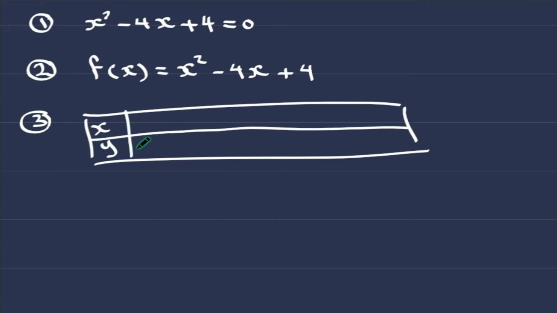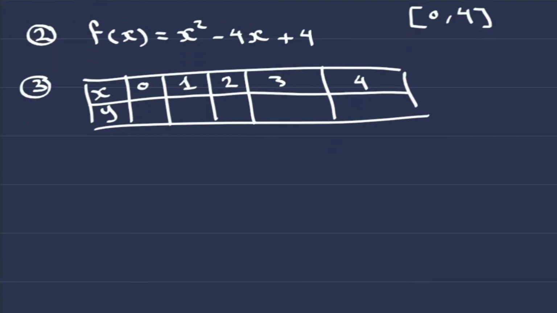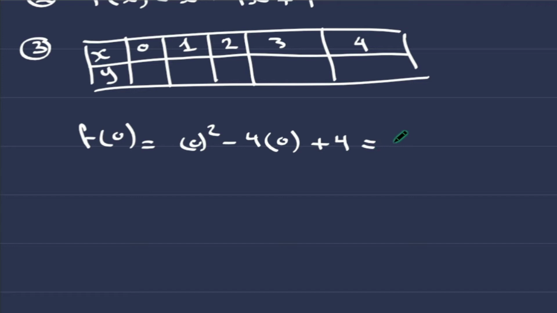And do you know the interval? Yeah, of course, the interval is written in the example from 0 to 4. So start with 0 till you reach 4. So 0, 1, 2, 3, 4. And each time you will substitute x with each number and then get y. So f of 0, substitute x with 0, 0 squared minus 4 times 0 plus 4, which is equal to 4. So f of 0 is equal to 4.